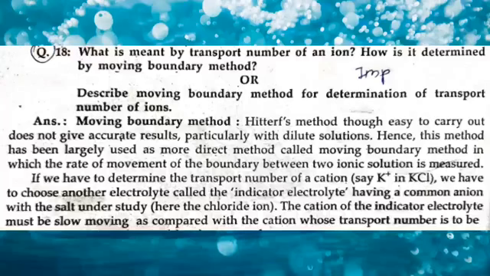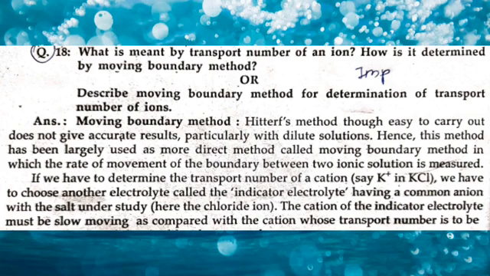Now again dear friends, what is meant by the transport number? The same thing, but how it is determined by the moving boundary method. So the question can be different, that is, describe the moving boundary method for determination of transport number of ions. Now let us discuss the moving boundary method.